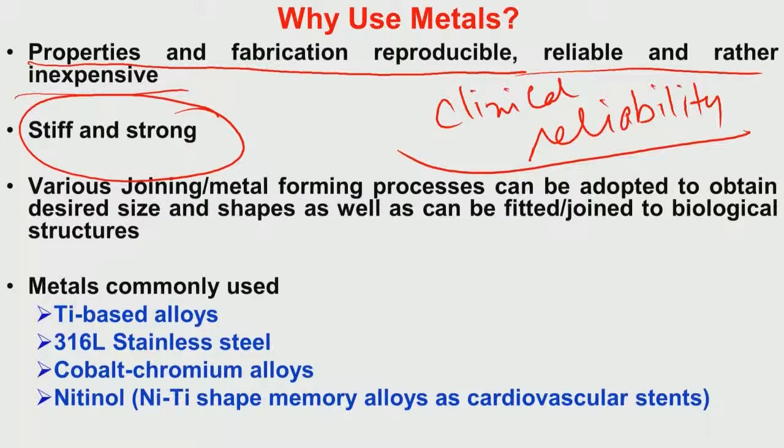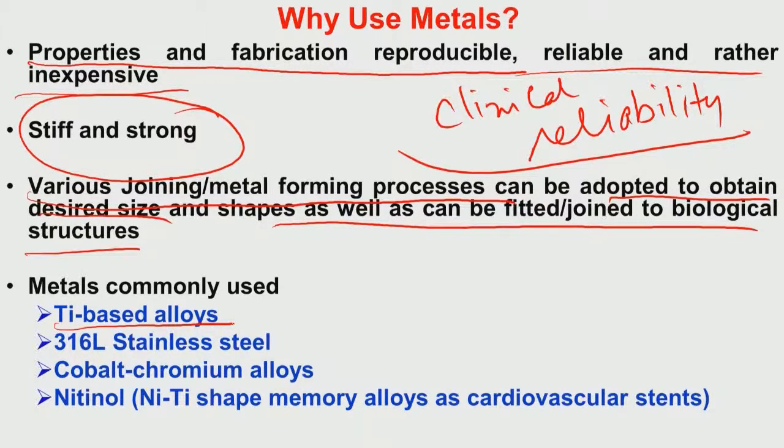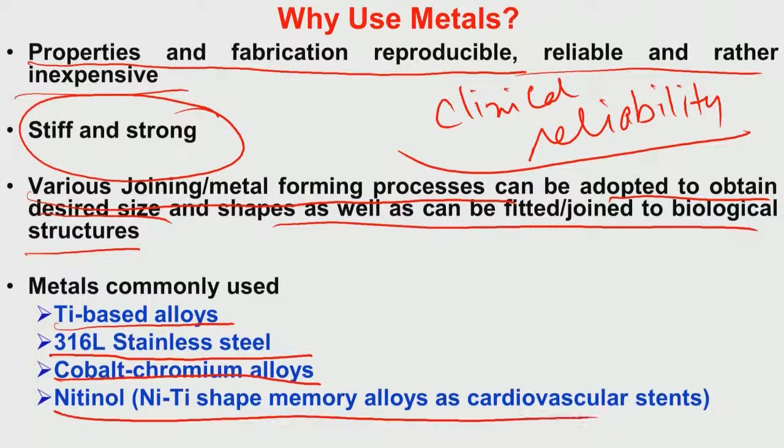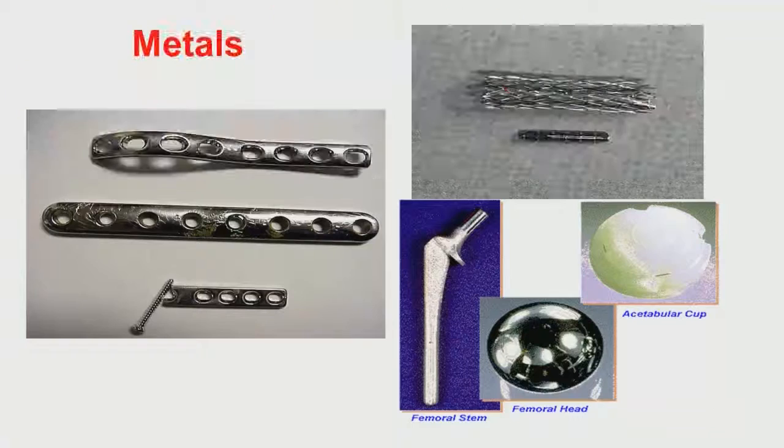As I mention in the third point, various joining or metal forming processes can be adopted to obtain desired sizes and shapes, and can be fitted or joined to biological structures, meaning osseous bone structures. Commonly used metals: titanium based alloys, titanium 6% aluminum 4% vanadium, then titanium aluminum niobium, titanium niobium zirconium, 316L low carbon stainless steel alloys, that is iron chromium nickel, cobalt chrome alloys which are also used for knee joint replacement, and nitinol, that is nickel titanium based shape memory alloys, which are used for cardiovascular stents.